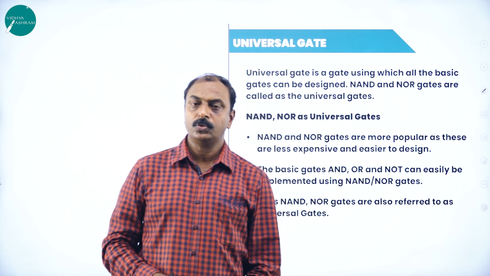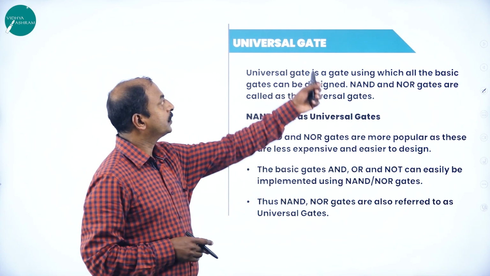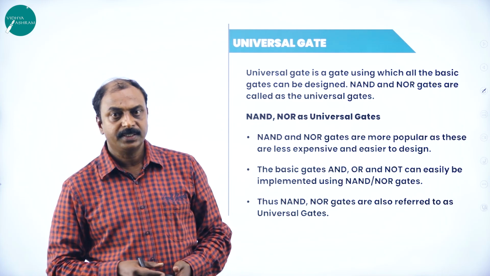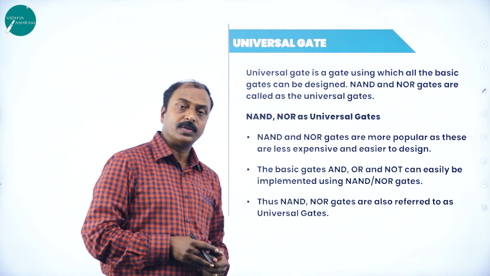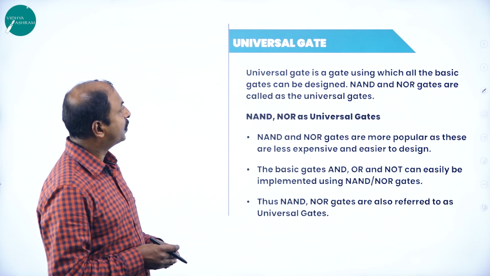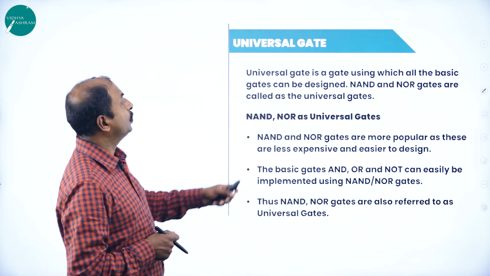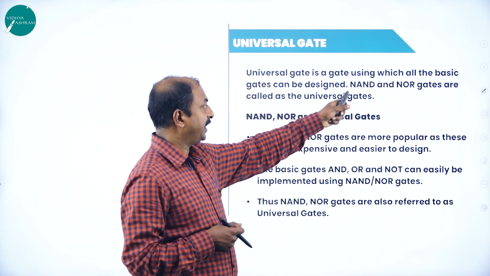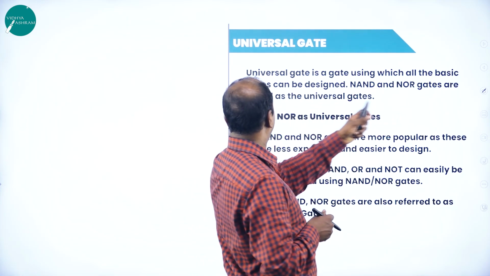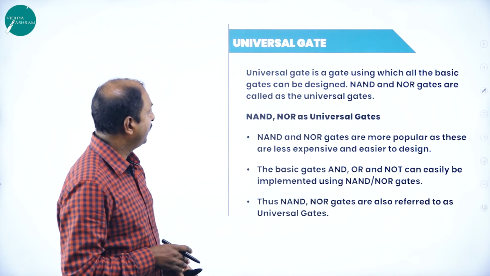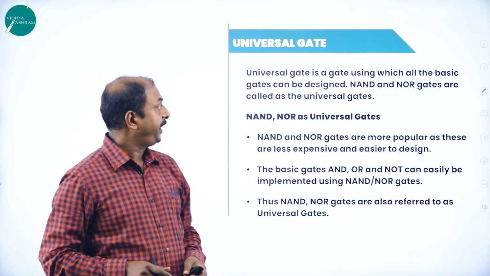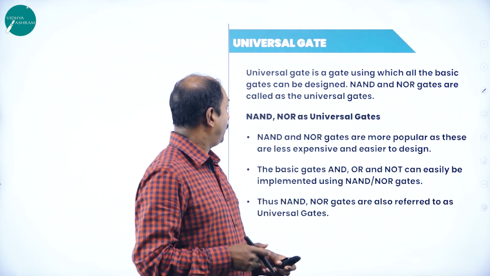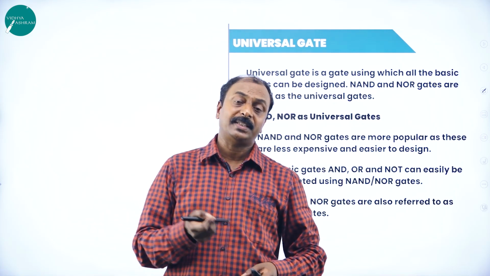Now let us move on to the next concept, that is universal gate. Till now we have learned the different types of gates and how to design a circuit for a given equation. Now the next concept is universal gate. A universal gate is a gate using which all the basic gates can be designed. NAND and NOR gates are called universal gates. Using a universal gate, we can derive or design the basic gates.